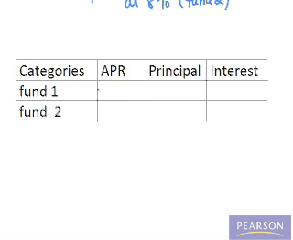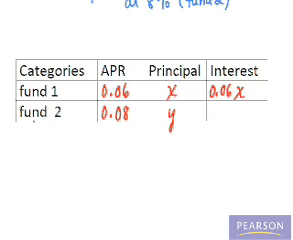So the APR for Fund 1 is 0.06 and the principal is X. The APR for Fund 2 is 0.08 and the principal is Y. We're going to multiply across the columns to get the interest. So the interest earned from Fund 1 is 0.06X. And the interest earned from Fund 2 is 0.08Y.